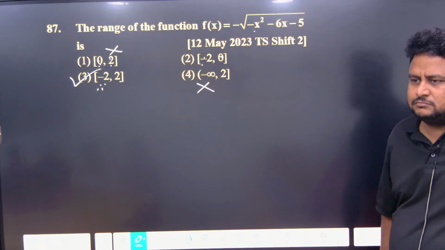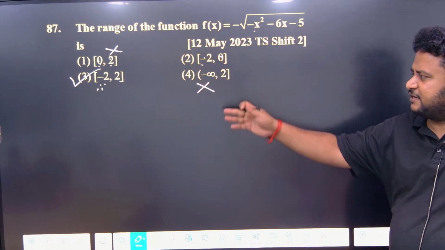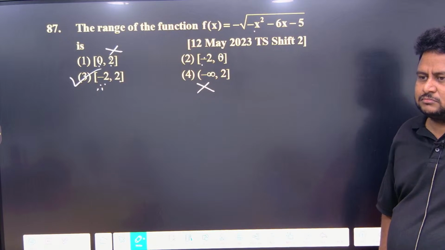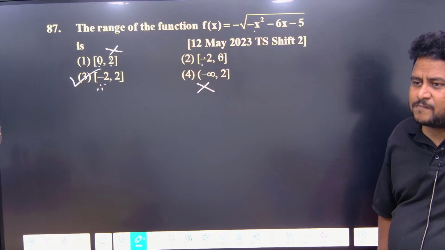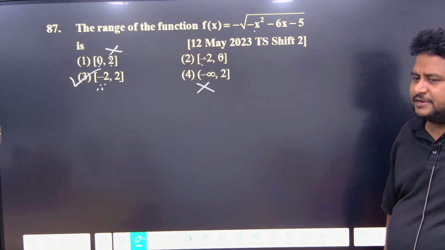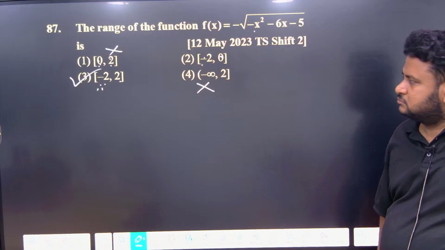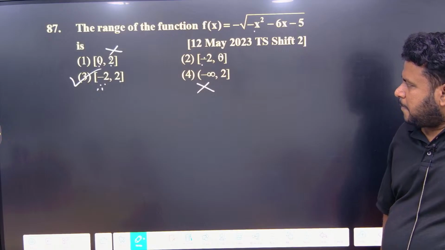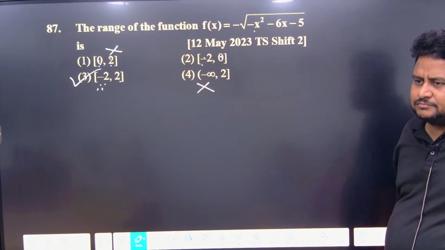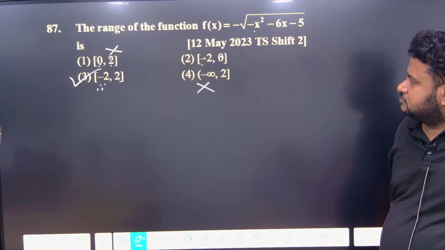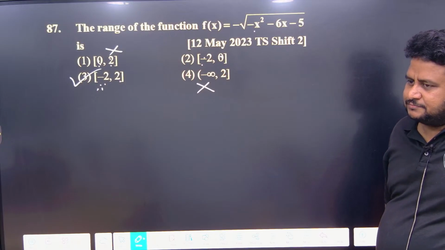Why did I give the third option? Explain to me why I gave the third option. How is it common? Zero is also there, no? Different place.